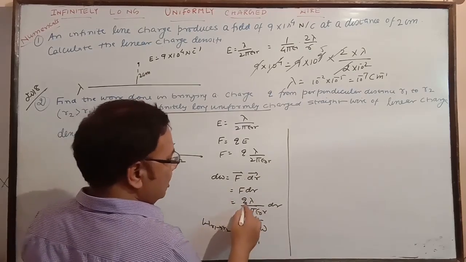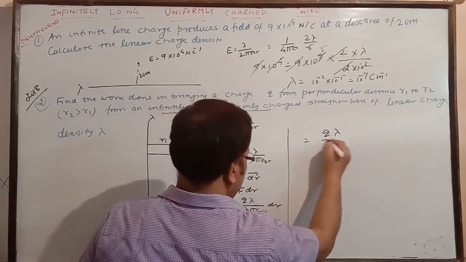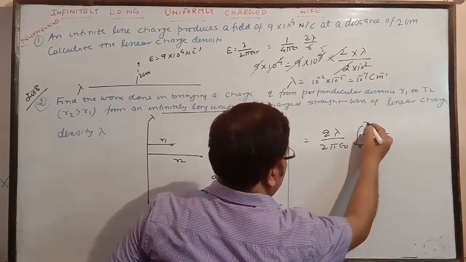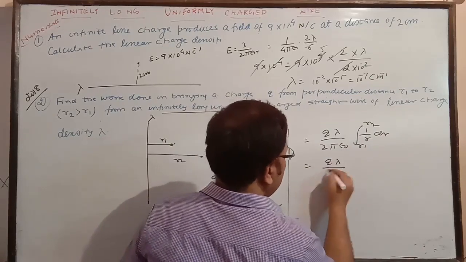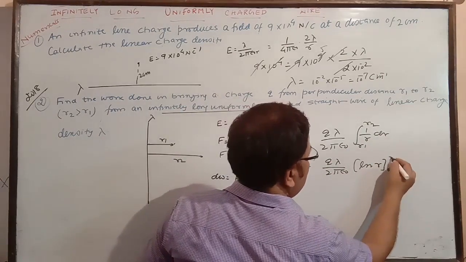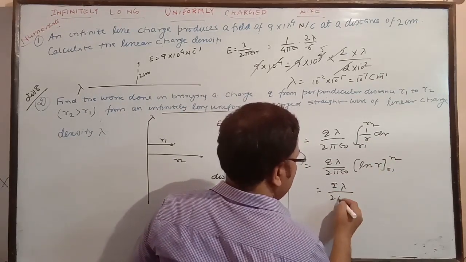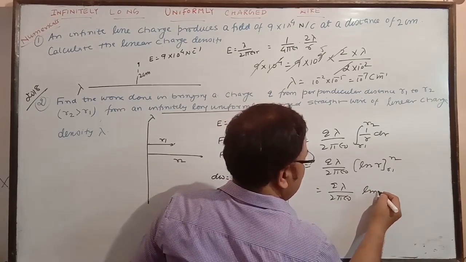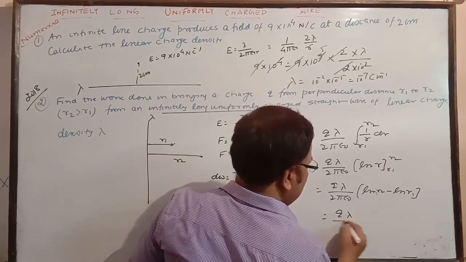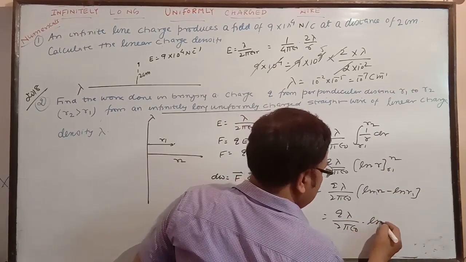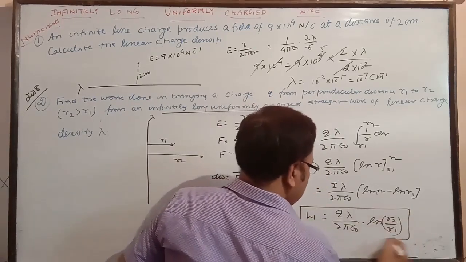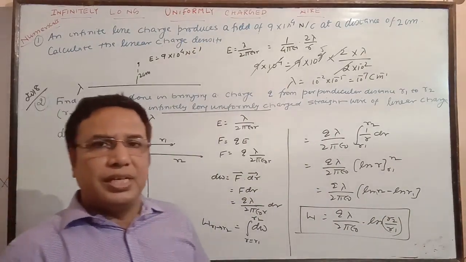Take out the constants: q, lambda and 2 pi epsilon naught are constant. The integration of 1 by r dr from R1 to R2 gives q lambda by 2 pi epsilon naught into ln r, from R1 to R2. So q lambda by 2 pi epsilon naught into ln R2 minus ln R1. So this is equal to q lambda divided by 2 pi epsilon naught ln R2 divided by R1. That is the answer. It was in the board's exam, so try to solve it. Two more questions were given in the assignment, try to solve them.